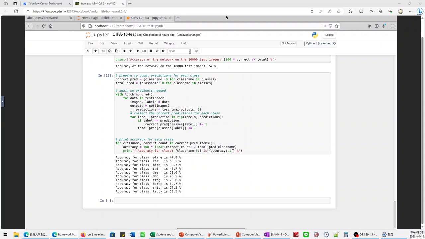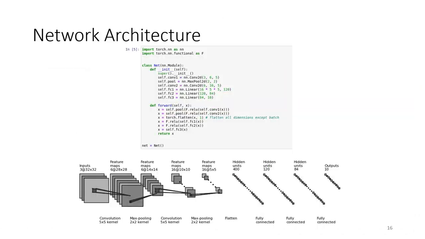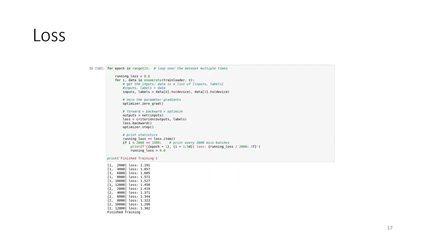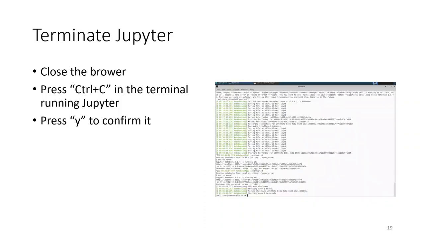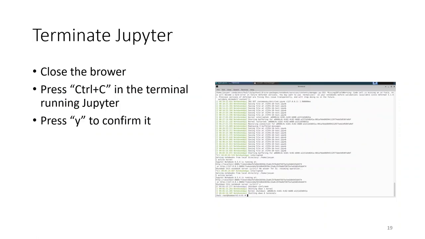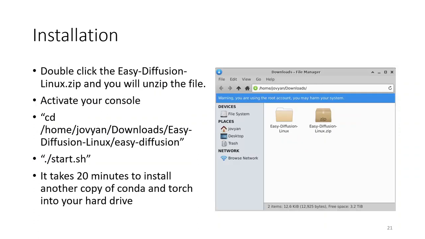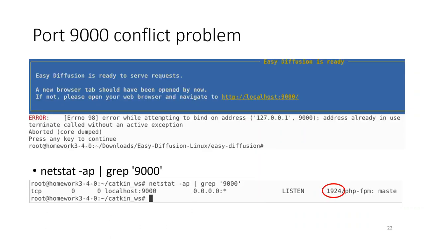On my slides, there are a lot of instructions on how to install Stable Diffusion. Let me check. If you want Stable Diffusion, download the installation script from the website, and then just do the same thing. It takes around 20 minutes to install Stable Diffusion.